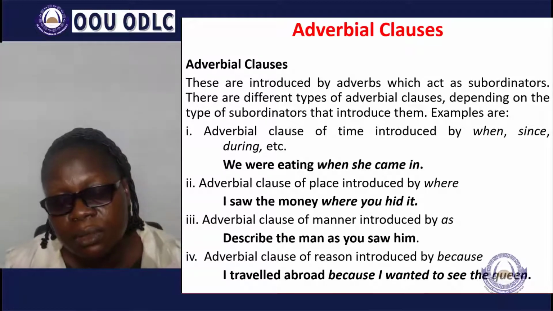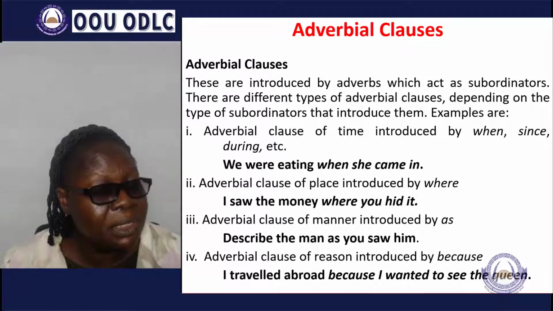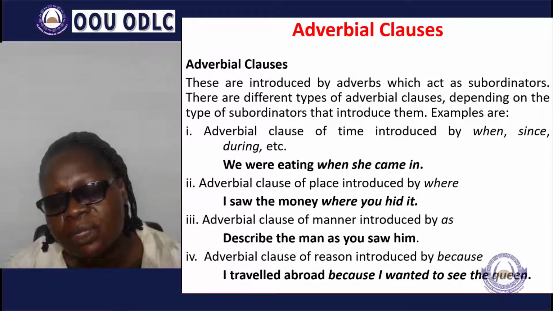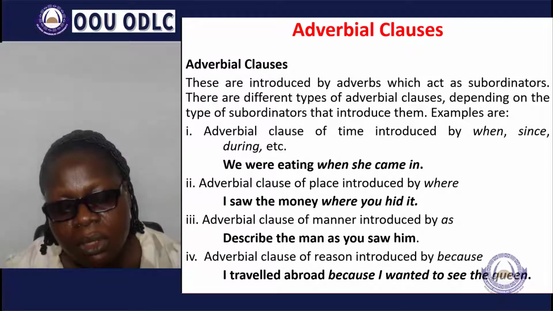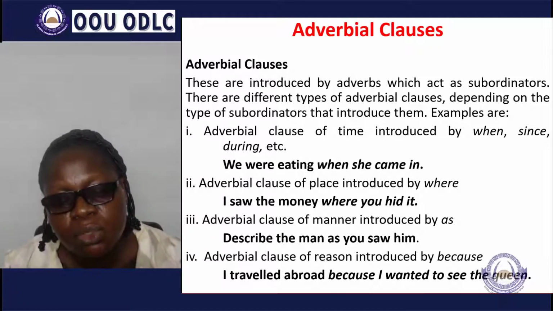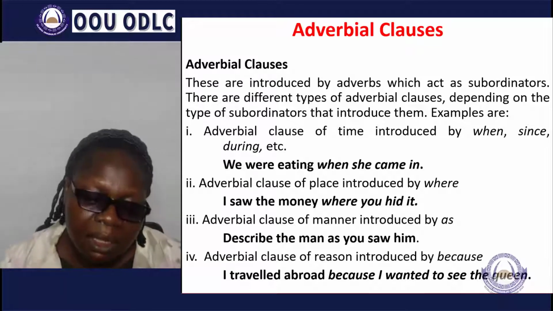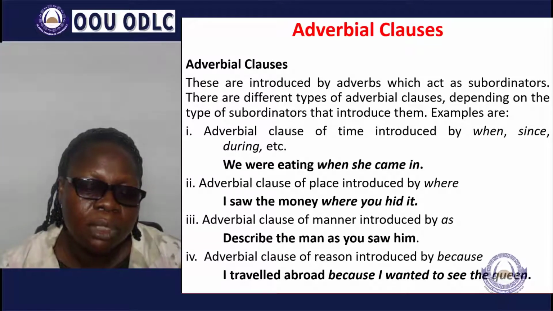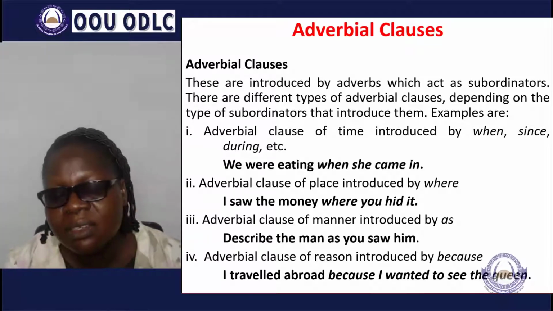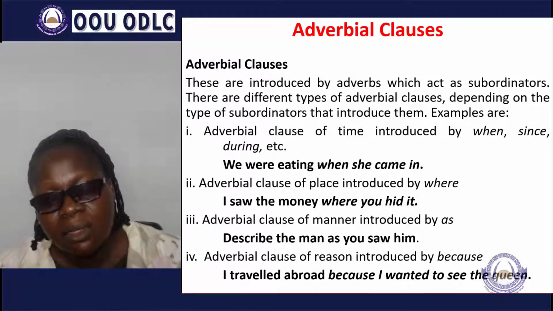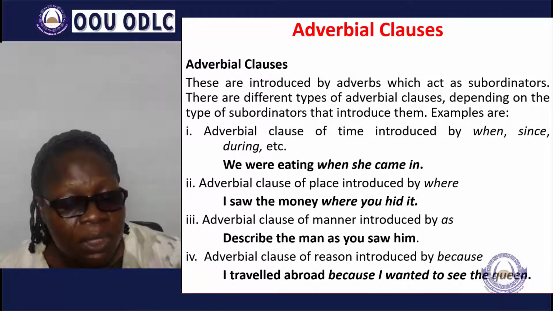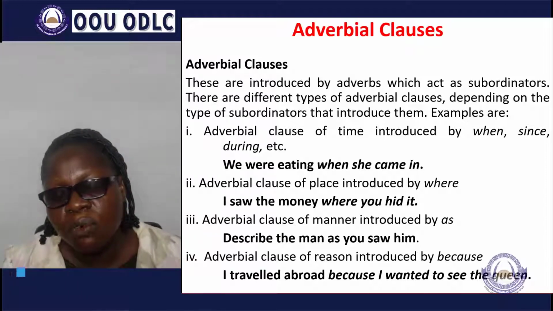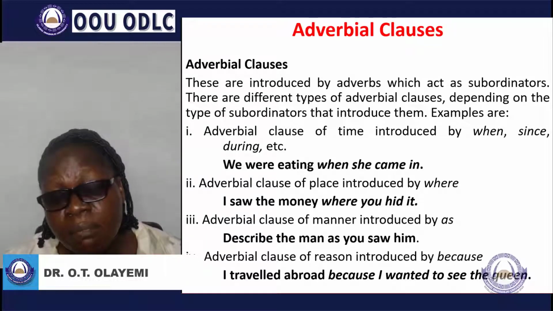I traveled abroad can stand alone as a main clause. But because I wanted to see the Queen can't stand alone as a main clause. It doesn't have a complete thought or meaning that is being conveyed to us. So I traveled abroad because I wanted to see the Queen will be meaningful because we have the main clause providing the necessary information for us to understand the subordinate clause. And also because the subordinate clause relies or depends on the independent clause for it to have a meaning conveyed to us.